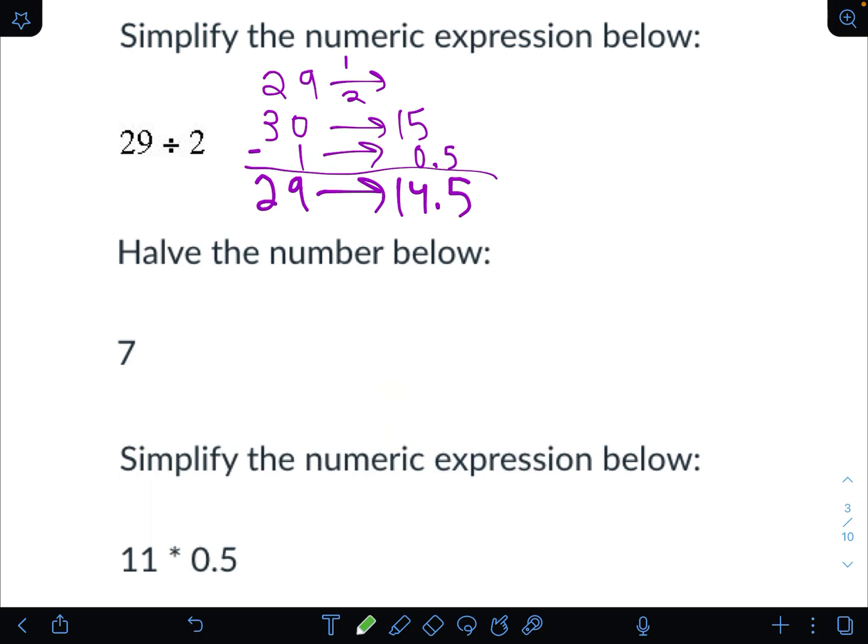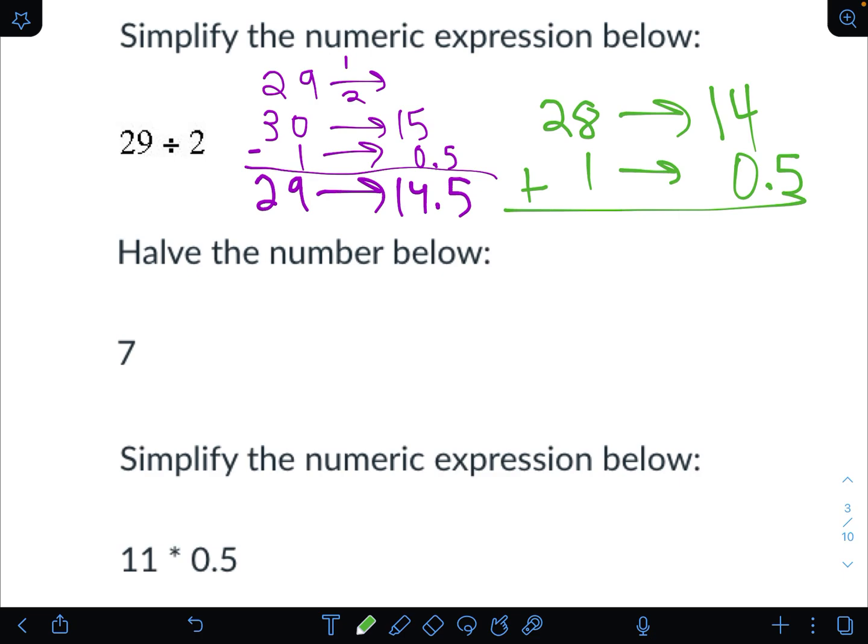So maybe you don't know half of 29, but maybe you know half of a number like 28. What's half of 28? Well, half of 20 is 10, and half of 8 is 4. So half of 28 is 14, and you're just 1 away from 29. Half of 1 is 0.5. So when you add it up, you get 14.5. Half of 29 is 14.5.